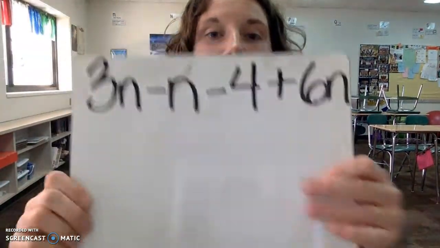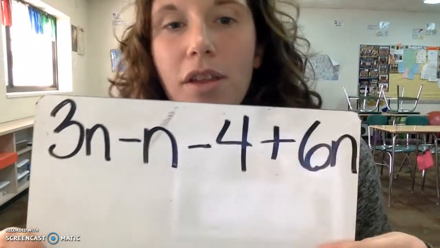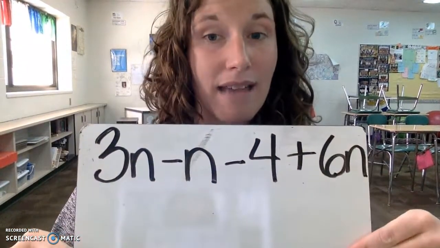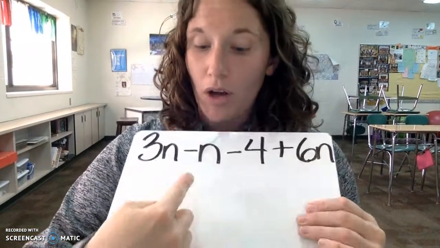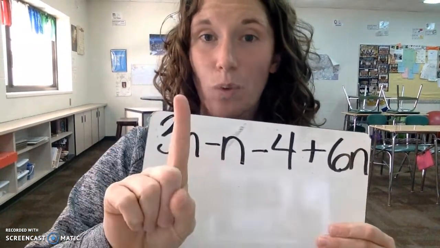So we're going to do 3n minus n minus 4 plus 6n. Okay, remember n, same as x's. If you don't want an n, just use an x. If you like w's, use a w. It doesn't matter to me. All right, so this is my problem: 3n minus n minus 4 plus 6n. If you recall, this n is 1. If you want to write in a 1, go for it.